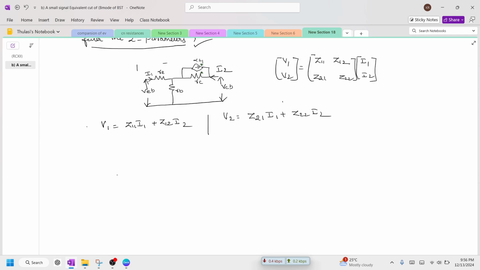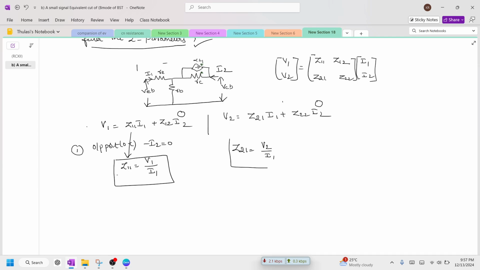So here the first step we are going to perform is, let us make the output port open circuit, that is I2 equal to 0. Substitute I2 equal to 0 here. Therefore what we need to find out is Z11 is equal to V1 by I1. Let's try to find out the first parameter, and Z21 is equal to V2 by I1. So let us try to find out these two.